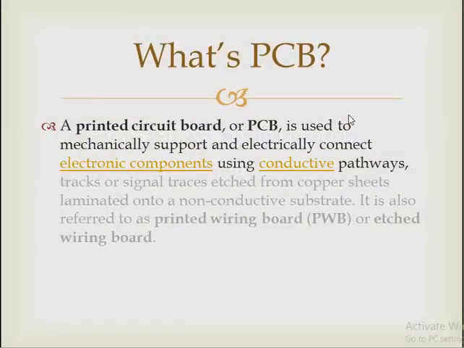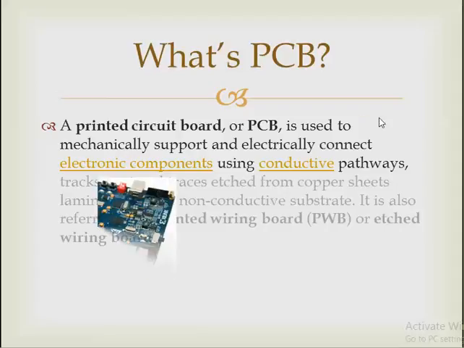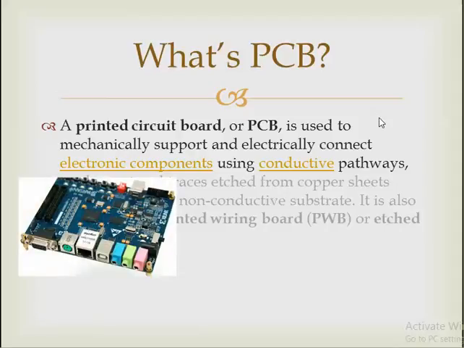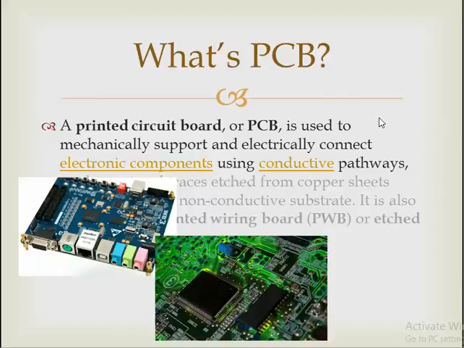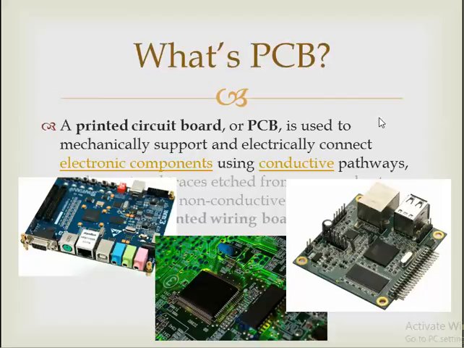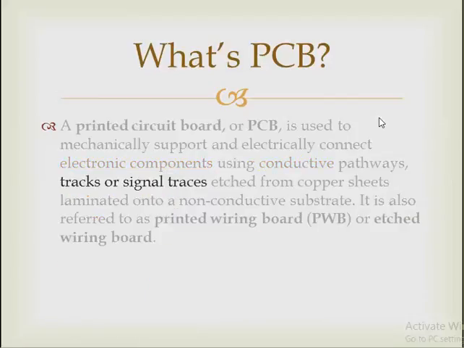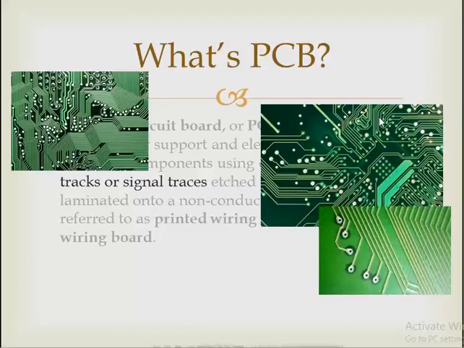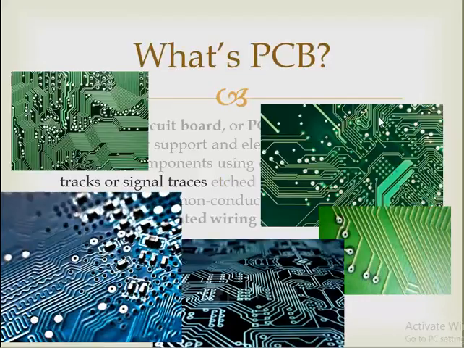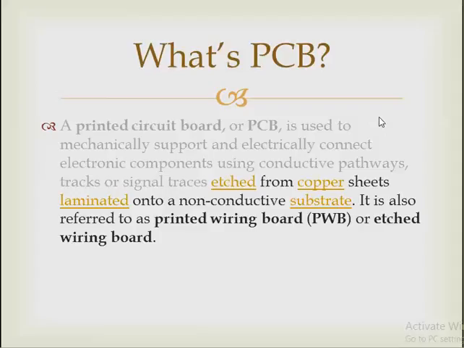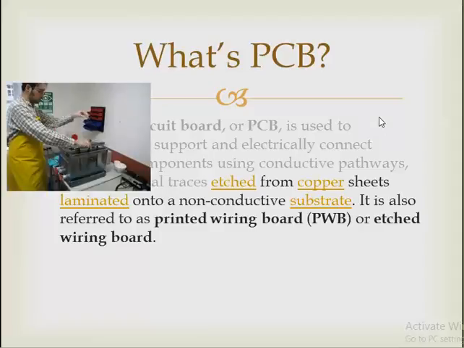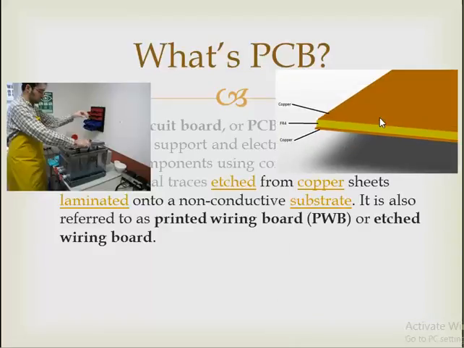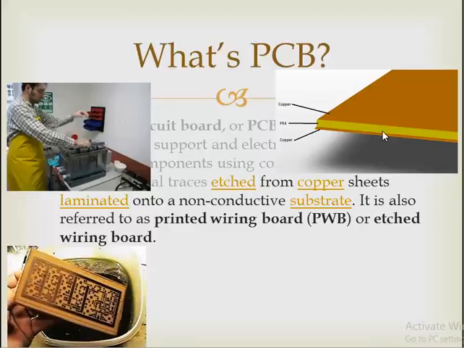What is a PCB? A printed circuit board, or PCB, is used to mechanically support and electrically connect electronic components using conductive pathways. You can see an example of this. It uses conductive pathways, tracks, or signal traces, etched from copper sheets laminated onto a non-conductive substrate. It is also referred to as a printed wiring board, PWB, or etched wiring board.